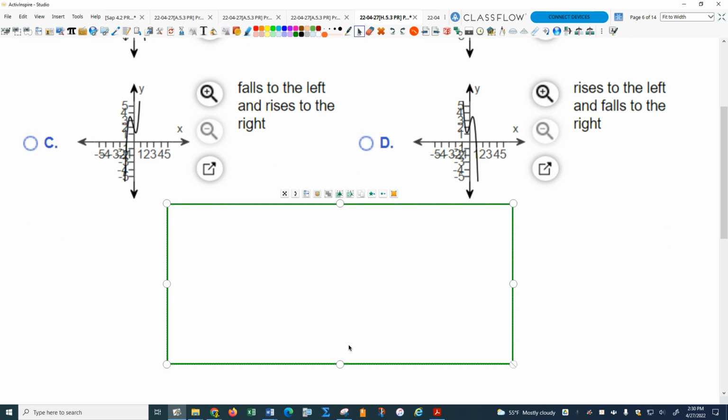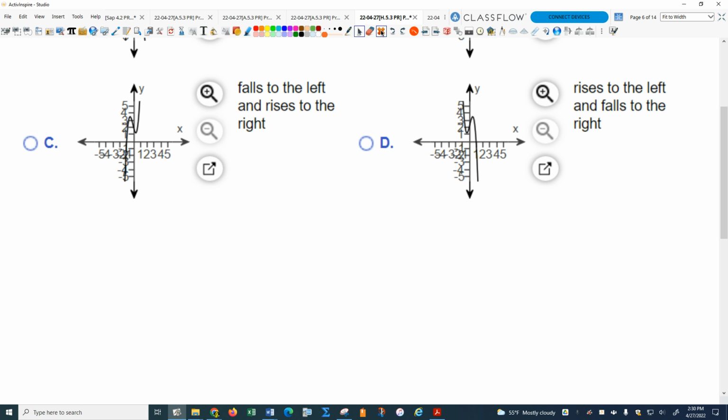Why do I have this thing on there? I don't even know what that's for. What is that? Oh, I don't know.